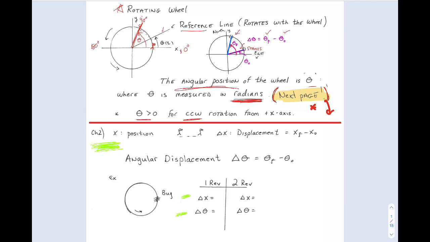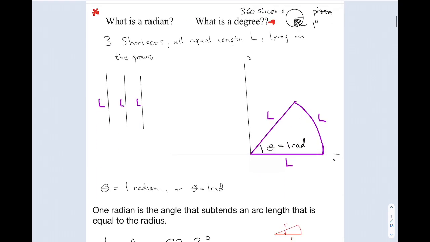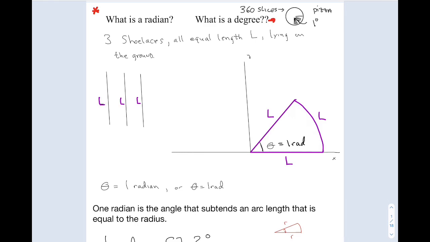So we have to figure out or recall what is a radian. So I'm going to skip down. I'm going to come back to this, but I'm going to skip down. Now you may have only done radians in trig class. So since we're going to be using them between now and the end of the semester, I want to make sure we understand what a radian is.